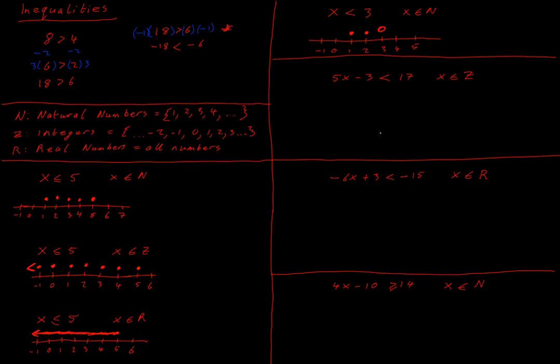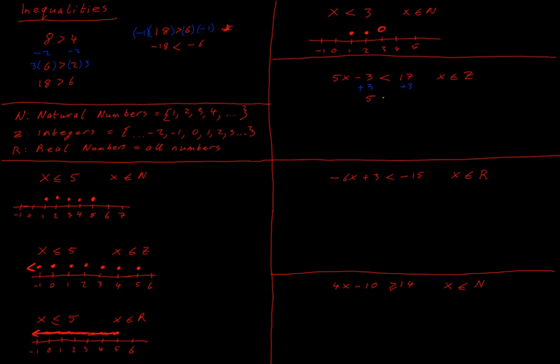Combined with that, we have inequalities that are very like equations. So we're going to solve these like we'd solve equations, and then we're going to put them on our number lines. So what I'm going to do is solve this like a normal equation. I want to get x by itself. So I have this minus 3 here, and I don't want it there. So I'm going to add 3 to both sides. And I get 5x is going to be less than 20.